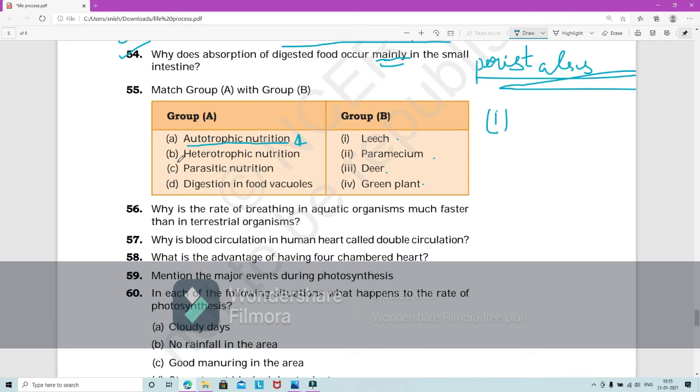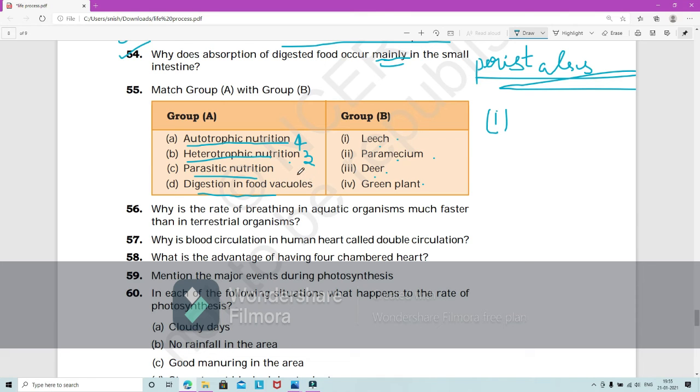Okay, and heterotrophic nutrition means dependent on any other organism. Is it leech, is it paramecium, is it deer? It's deer, right? Have you seen in Discovery channel shows, the deer feeding on green plants? If not, you're still aware of the thing. So that's the thing. Parasitic mode of nutrition and digestion in food vacuoles.